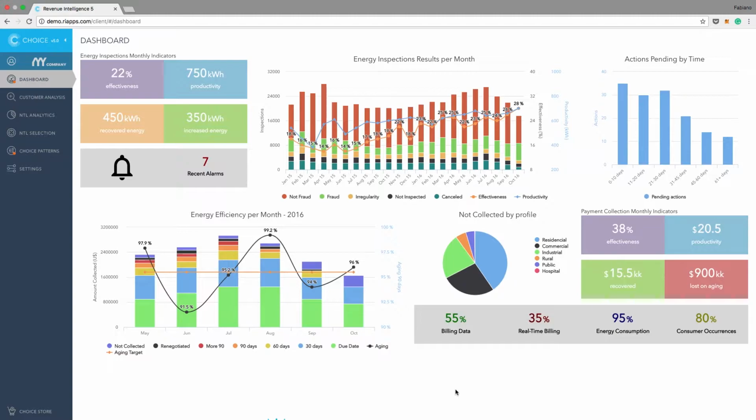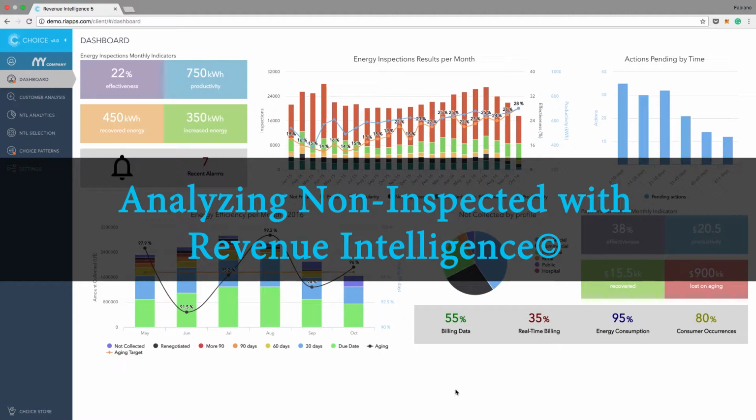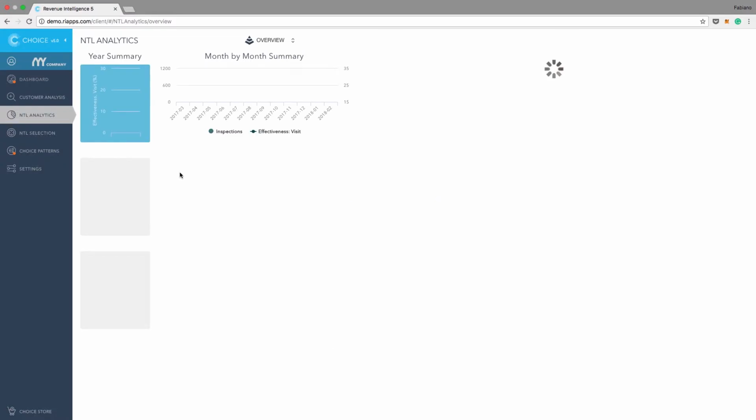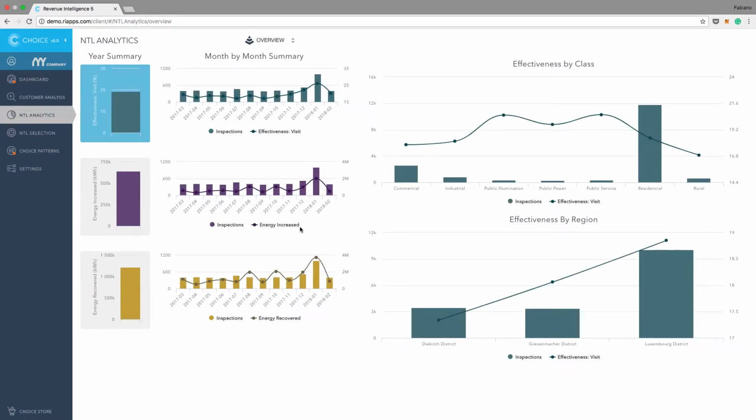Okay, so let's start another video to show another indicator that we are going to analyze. Let's analyze now the percentage of non-inspected. So let's check what is happening with the non-inspection indicator here in our utility. So we are here in Revenue Intelligence. Let's jump to NTN Analytics. Here you can see the indicators of our utility.